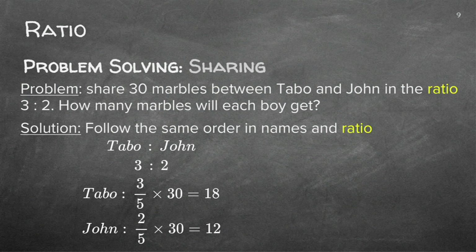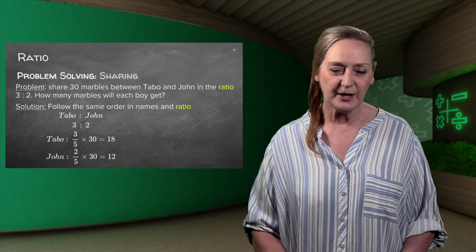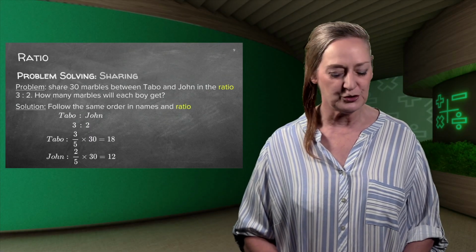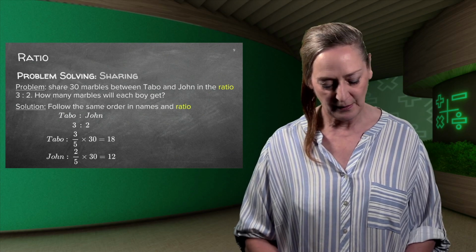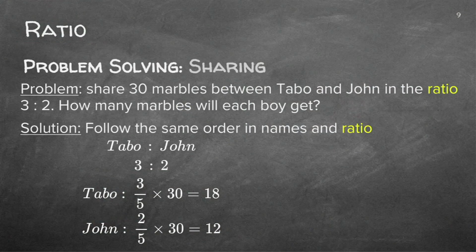Now we're going to problem solving. So in ratio, there's 2 types of problem solving. The first one was sharing. So let's look at how do we do the sharing. So we share 30 marbles between Tabu and John in the ratio 3 to 2. How many marbles will each boy get?